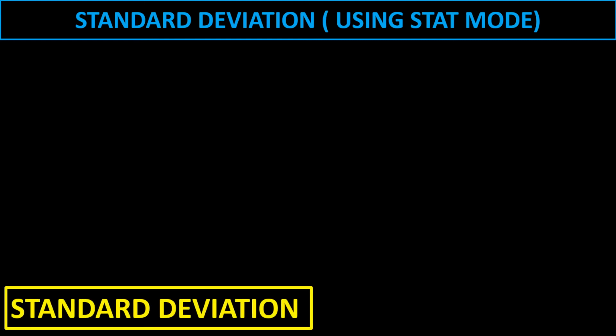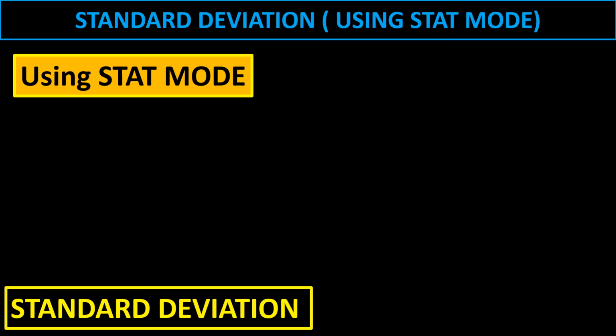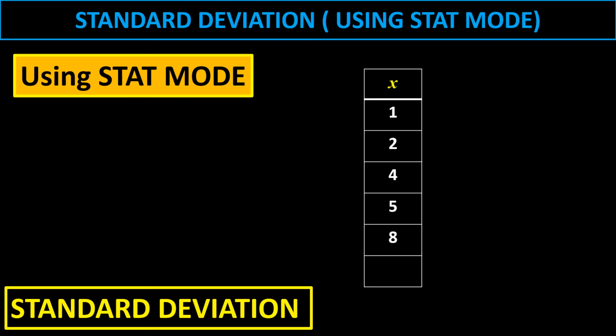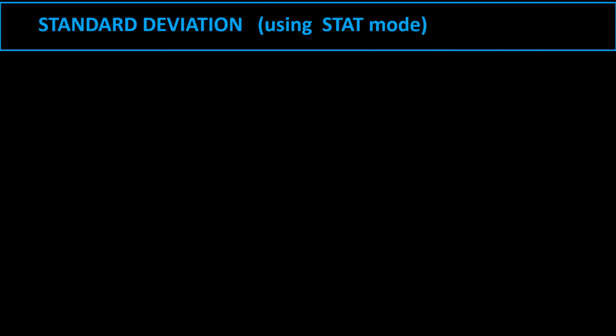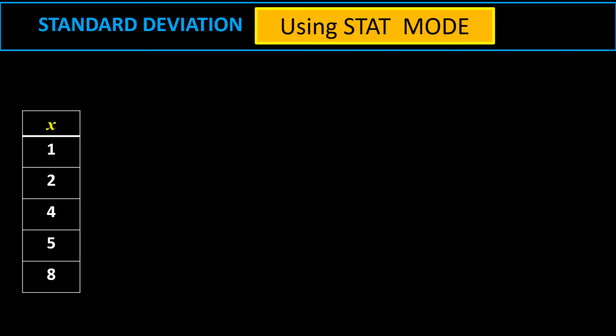Now we're going to try calculating the standard deviation using your calculator, and we're going to use the stat mode, right? So we can take the same example. Here we're not going to use the formula. We're going to use the stat mode on your calculator, and then we'll compare the answers. Now I'm going to show you how you can calculate the standard deviation using your calculator and using the stat mode, right? We're going to use the same data set.